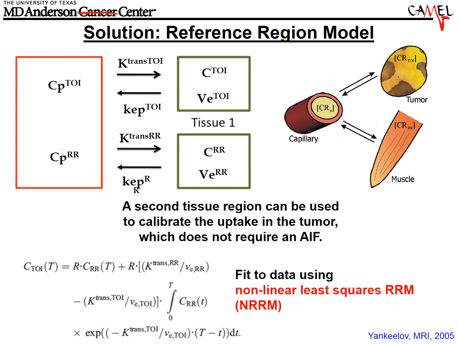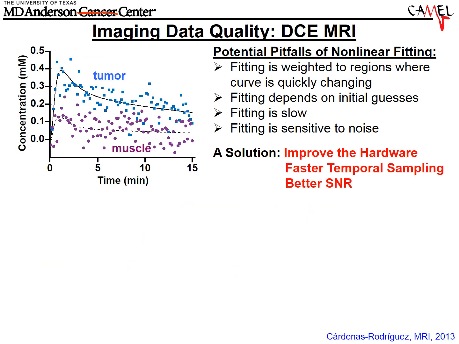So this can be fit using a nonlinear least squares reference region model. It is challenging because now there are two pharmacokinetic curves, one from the blood vessel to tumor and blood vessel to muscle, that have to be compared. So there's significant noise by comparing those two data sets.